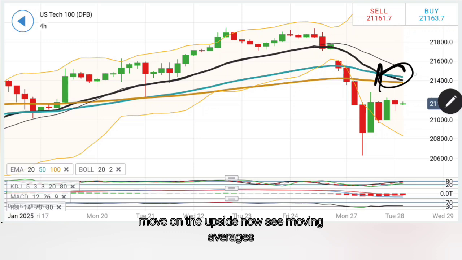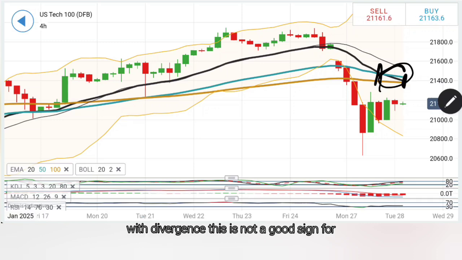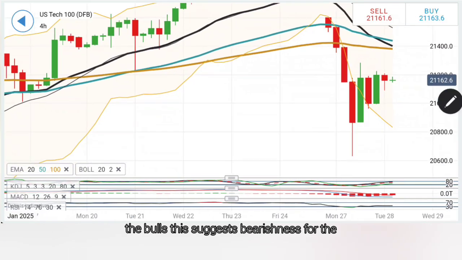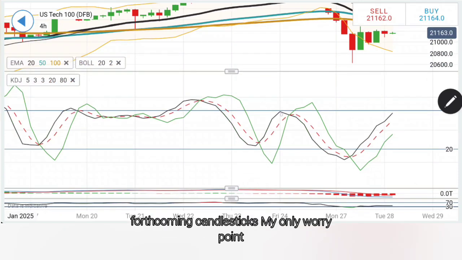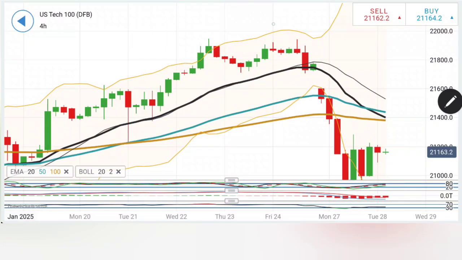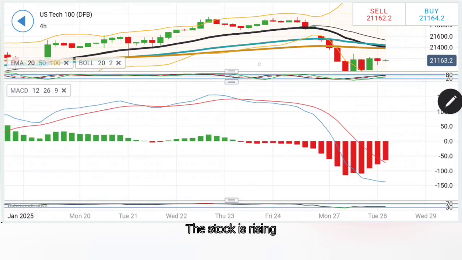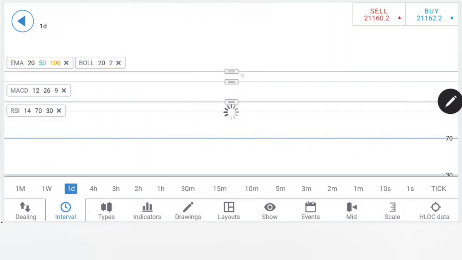Now see, moving averages have crossed over here. These are trading with divergence. This is not a good sign for the bulls. This suggests bearishness for the forthcoming candles. My only worry point is the gap it is leaving here, which it may attempt to fill. The stochastic rising, the MACD trading bearish, trying to converge. RSI is flat at bottom.